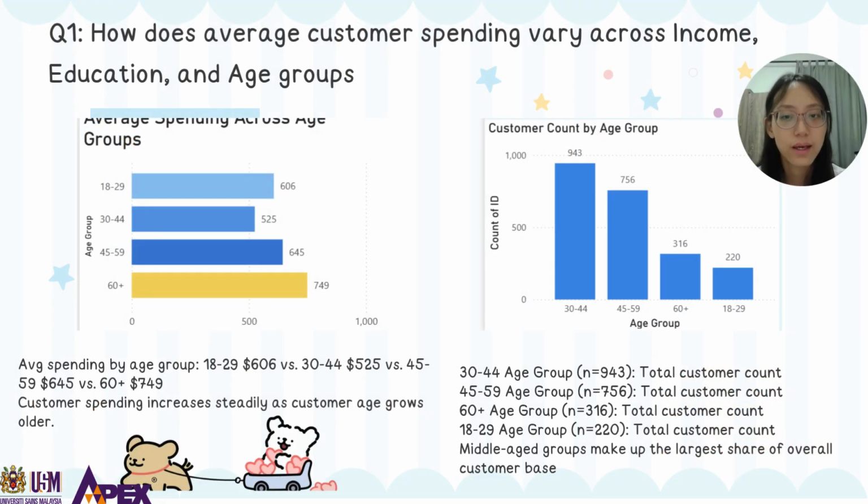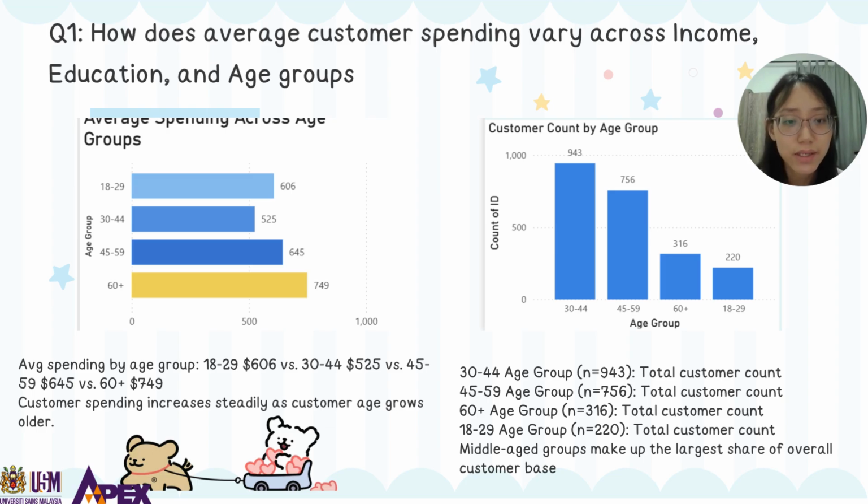Hi, Professor. I'm Liang Shuyan. I'm going to introduce question 1. First, I researched the impact of age. Among age groups, customers aged 60 and above record the highest average spending at $749, followed by the 45 to 59 group at $645, the 18 to 29 group at $606, and the 30 to 44 group at $525.